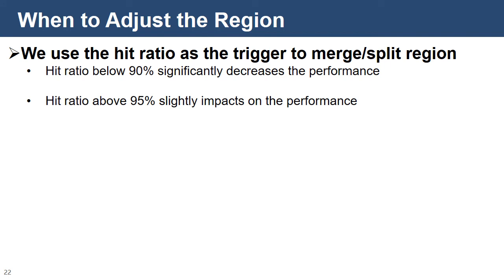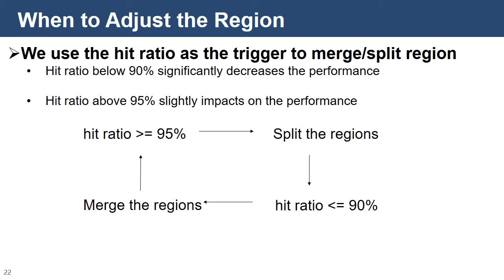Another problem is when to adjust the granularity. We use the cache-hit ratio as the trigger. We set the lowest region merge threshold to 90% based on the experimental observation that a hit ratio below 90% significantly decreases the performance. We set the highest region split threshold to 95% because the performance evaluation indicates that the wear-leveling schemes have only a slight impact on NVM performance within the boundary.